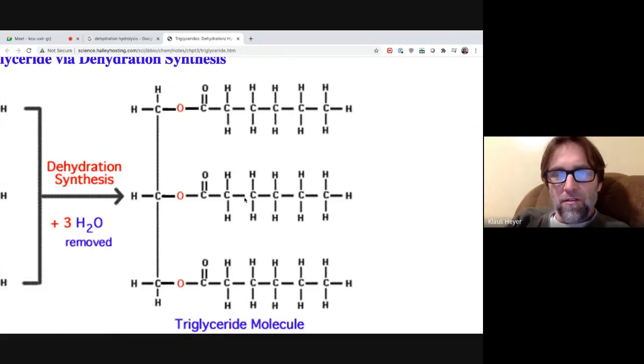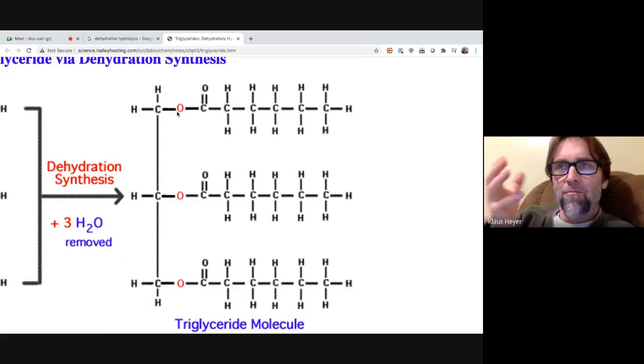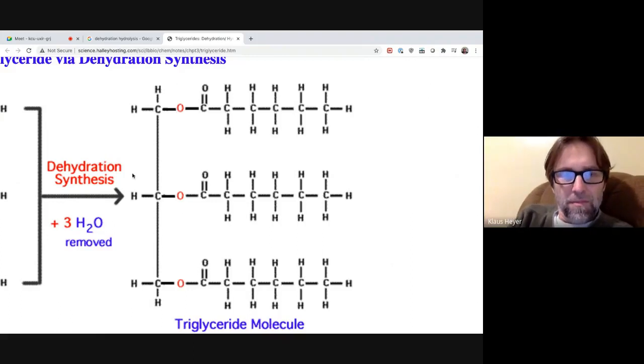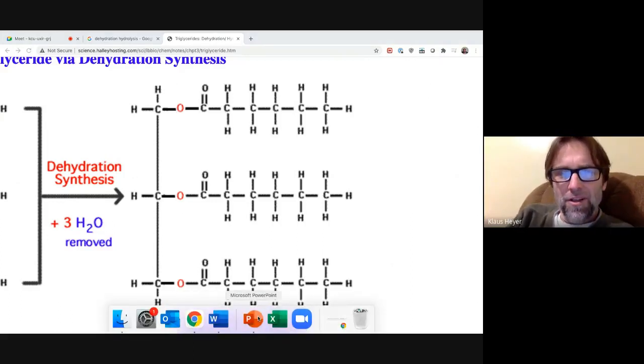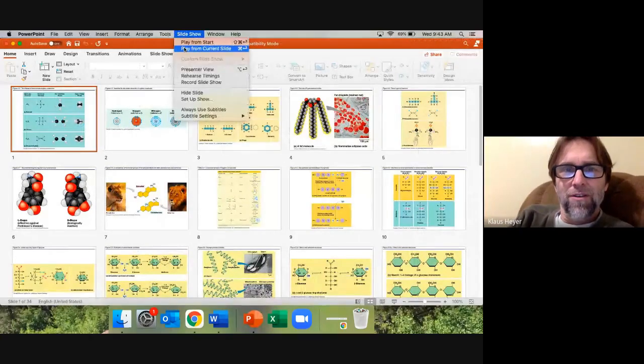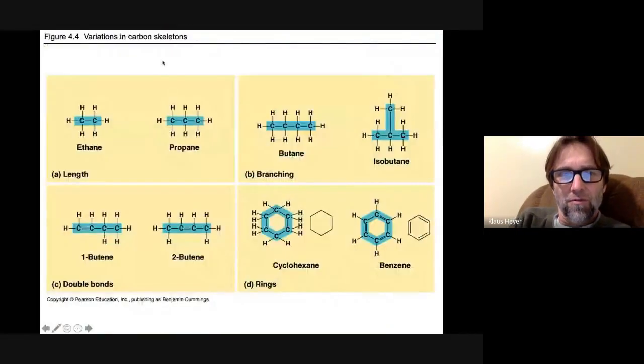Makes sense? We don't care about the molecule part. We just care about what is making a bigger one from smaller pieces. And if you look at the PowerPoint, I shouldn't keep leaving this because every time I leave it, I gotta start over again.